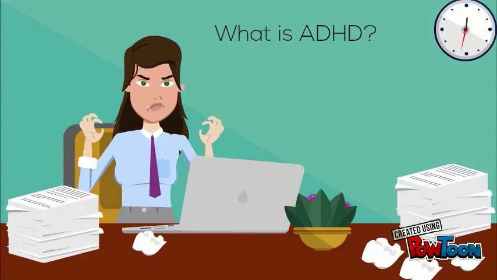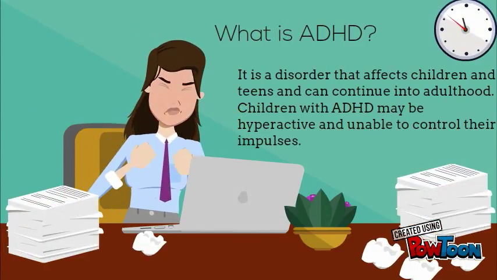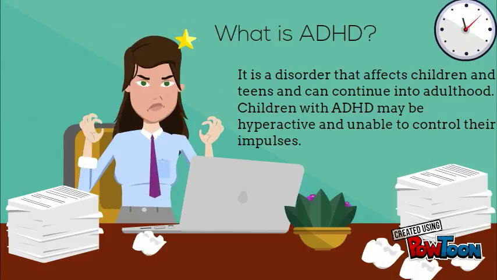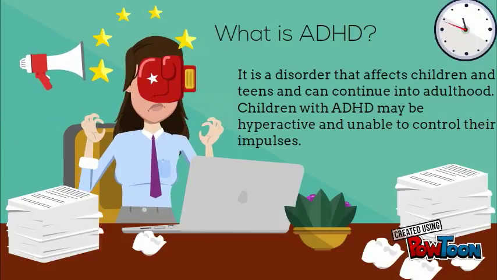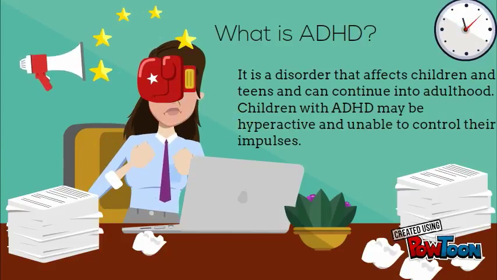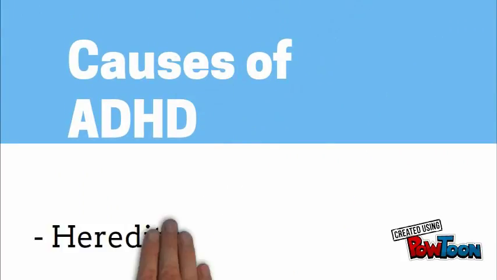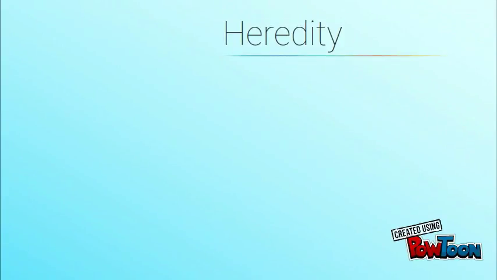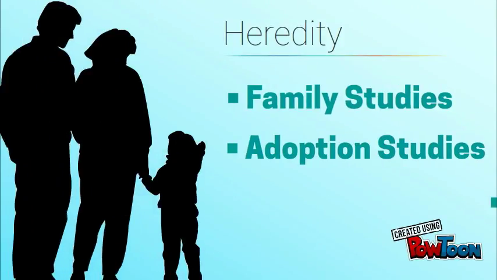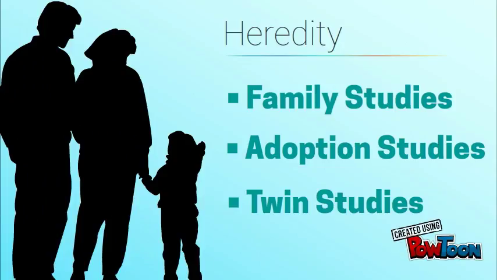ADHD, or Attention Deficit Hyperactivity Disorder, is a brain disorder marked by an ongoing pattern of inattention or hyperactivity that interferes with the functioning or development of the brain. Now we will discuss some of the causes of ADHD. One of the major and most common causes of ADHD is heredity. We will be covering the 3 case studies involving heredity, which are family, adoption, and twin studies.